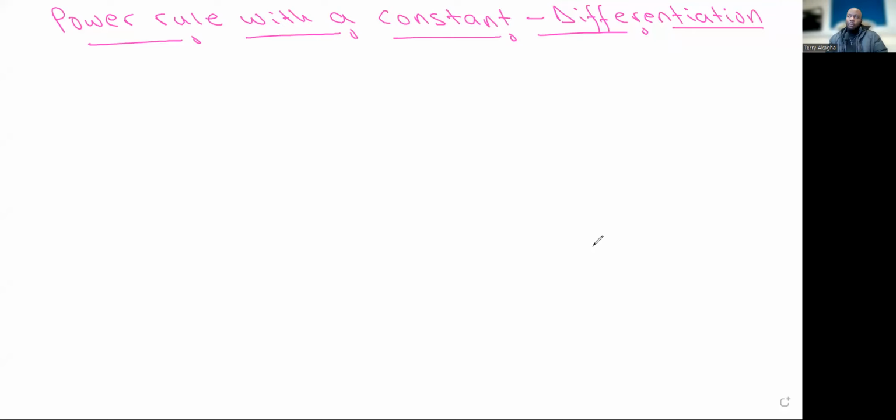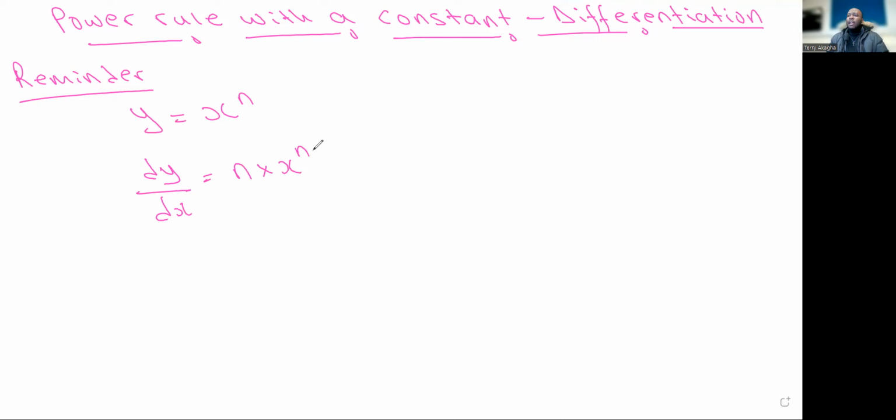Before you come to this mechanism, please make sure you've reviewed the previous video on power rule and know how to do it. So in the power rule, just a quick reminder: I explained how to differentiate if you have y is equal to x raised to power n. You bring down the n, so dy over dx is going to be n multiplied by x to the power n minus 1. So we solved this in the last video.